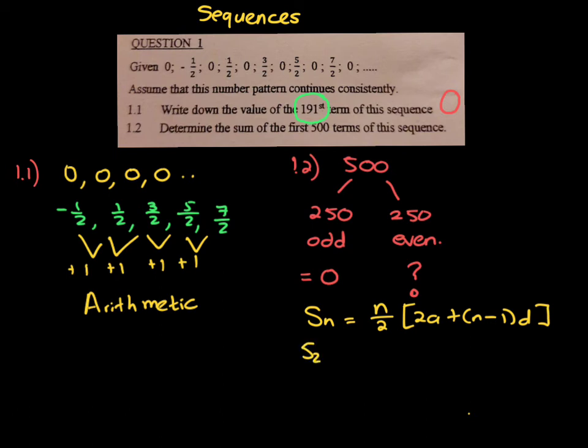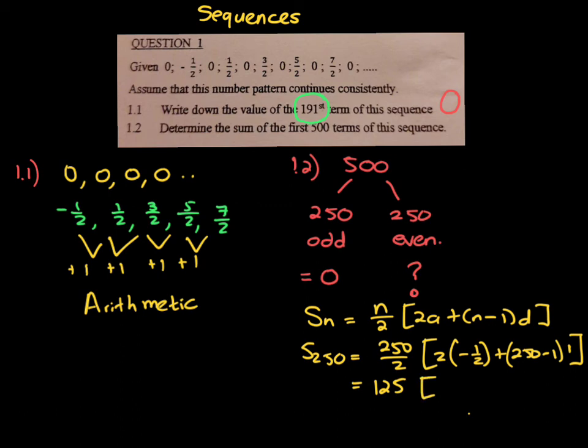So S of 250 is going to be 250 over 2 times 2, and a is the first term, which is minus half, plus 250 minus 1, and the difference was 1. So we then end up with 125 times minus 1 plus 249. And you can calculate that for me. Yes, the answer is in fact 31,000.